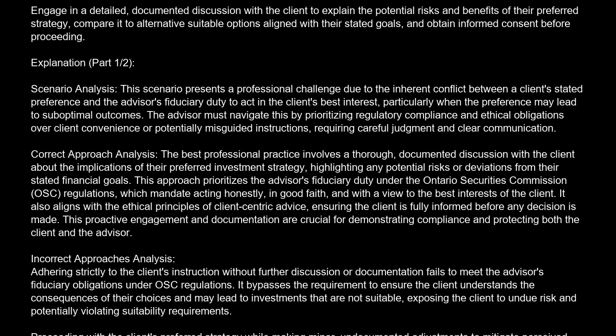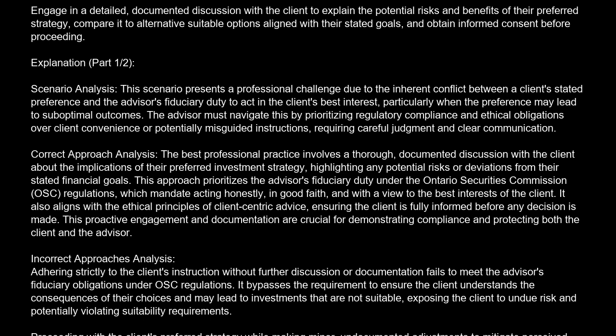Explanation. Scenario analysis. This scenario presents a professional challenge due to the inherent conflict between a client's stated preference and the advisor's fiduciary duty to act in the client's best interest, particularly when the preference may lead to suboptimal outcomes. The advisor must navigate this by prioritizing regulatory compliance and ethical obligations over client convenience or potentially misguided instruction, requiring careful judgment and clear communication.